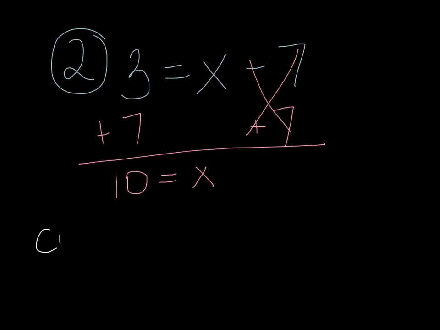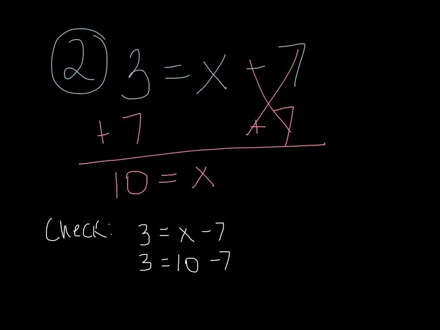Underneath, I'm going to do my check. Okay, rewrite the equation: 3 equals x minus 7. Now, I just said that x equals 10, so let me try that. 10 minus 7, and 3 on this side still. 10 minus 7 is 3, so yep, I got it right. x must equal 10.